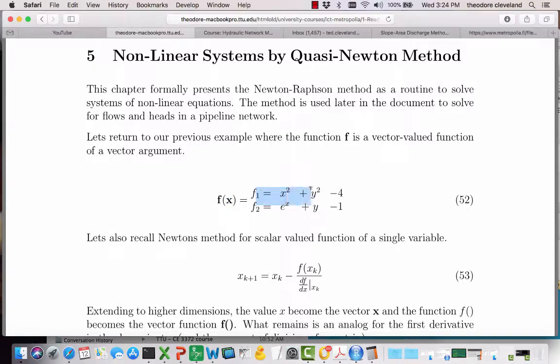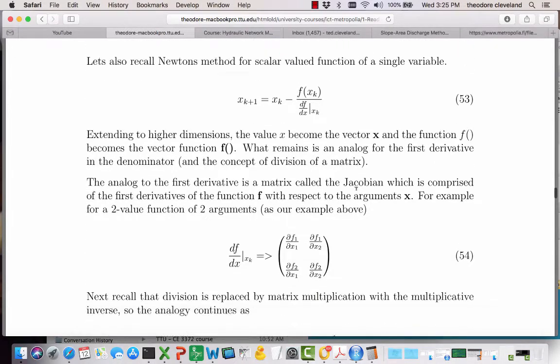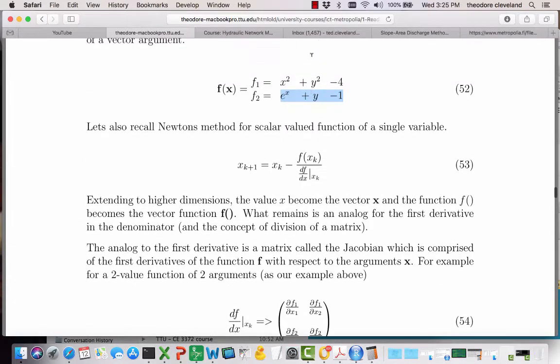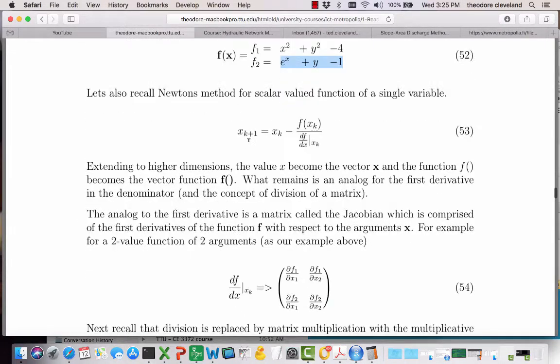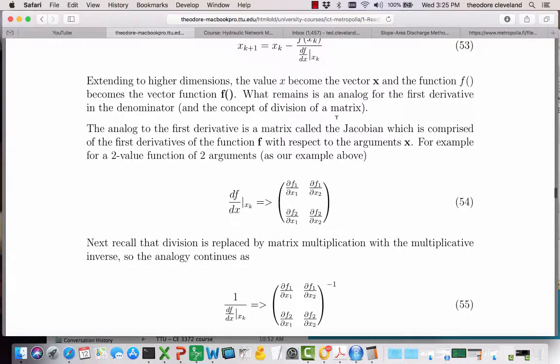So the f1 function is x squared plus y squared minus 4. The second function is e to the x plus y minus 1. Recall Newton's method for scalar valued functions. We need something to replace the df dx term that can deal with vector-valued functions of vector arguments. And then everything else can be treated as a vector or a matrix and it will just work.